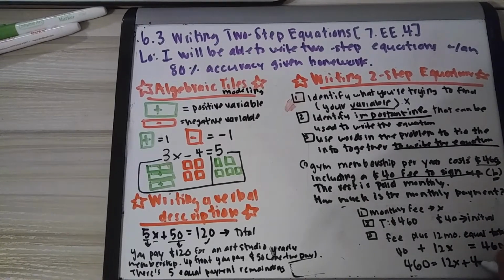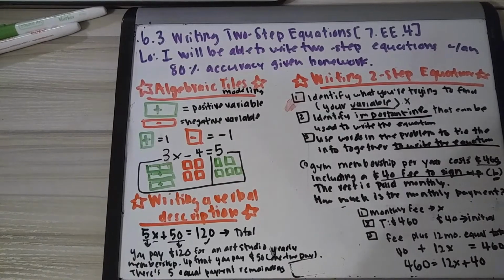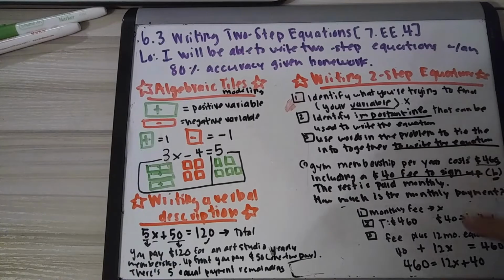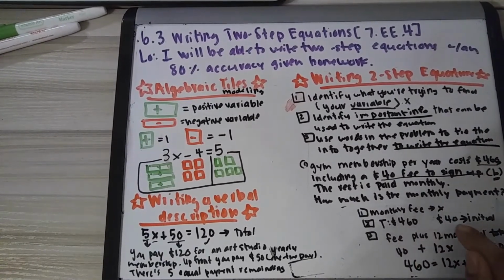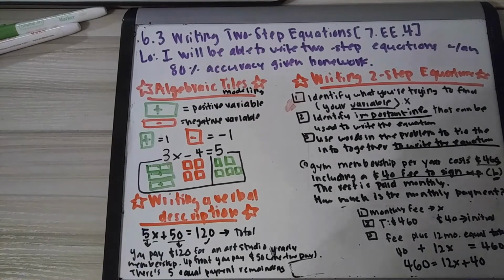Okay. So that's how I write a 2-step equation with the information given. Again, figure out what you're looking for, which is my monthly payments, then what information I have that's important, total and initial, and then write the equation.